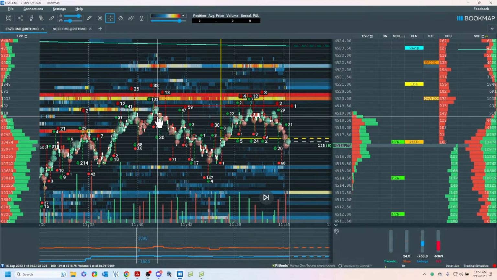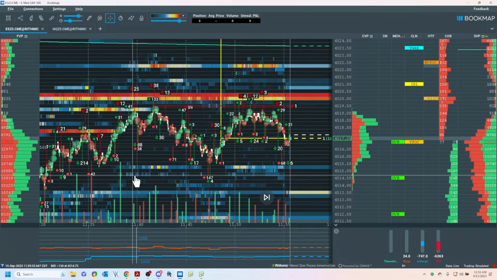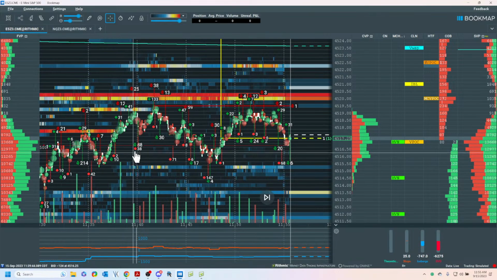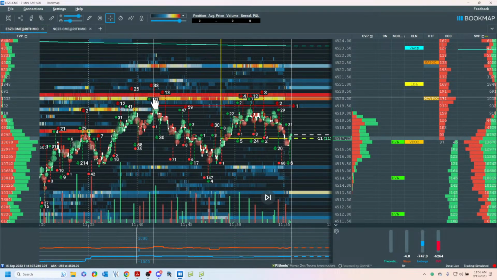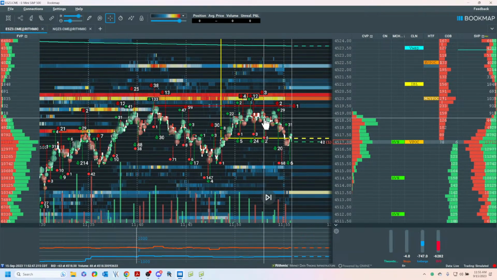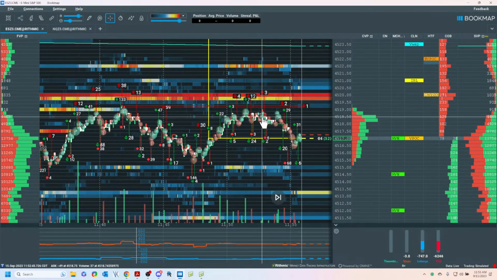So this was our short. We had our scale, risk neutral. Stop goes above here or wherever, and you have to be willing to say, I don't know. That's what I say. And I use the term clueless because I truly am.